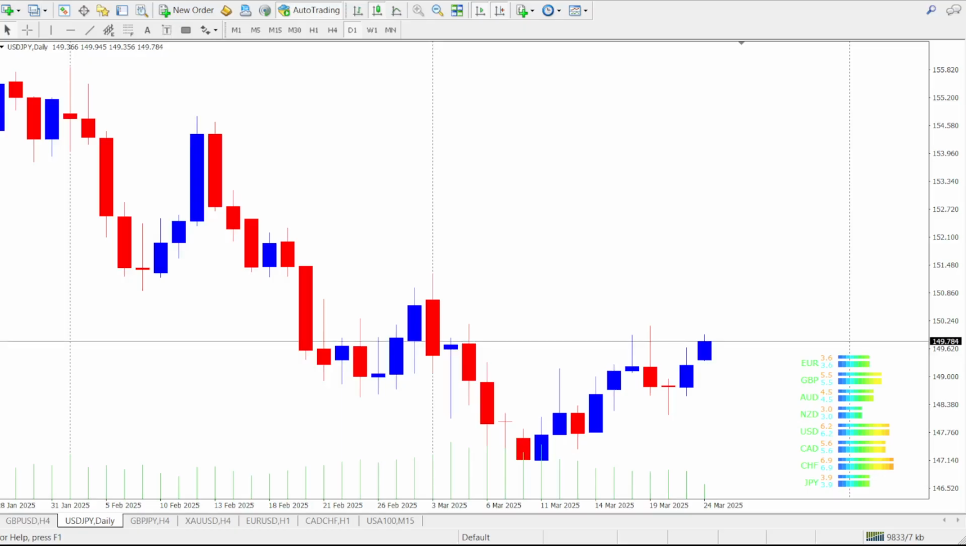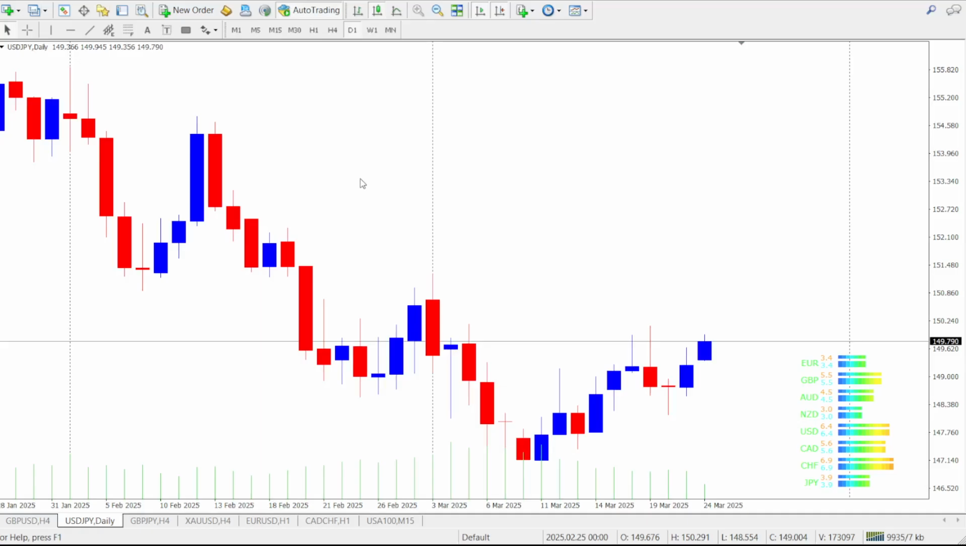All right, so how do you use the currency power meter for trading? As you can see, this indicator does not give you buy or sell signals. It's more like an indicator that gives you a fundamental overview, if I'm going to put it that way. It doesn't give you buy or sell signals, but it gives you valuable information with respect to the strength and weakness of some currencies.